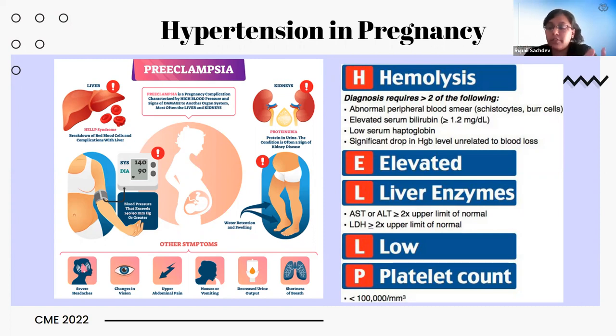HELLP syndrome is a further complication of preeclampsia, where you have something called hemolysis, elevated liver enzymes, and low platelets. For hemolysis, the diagnosis requires two of the following: abnormal peripheral blood smear, where you have schistocytes or burr cells, elevated serum bilirubin, low serum haptoglobin, and a significant drop in hemoglobin unrelated to any blood loss. There are elevated liver enzymes, that is AST or ALT, more than twice their upper normal limit, and LDH more than twice the upper normal limit, and low platelets. Platelets less than 1 lakh.